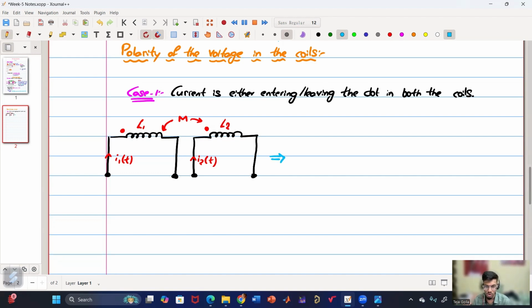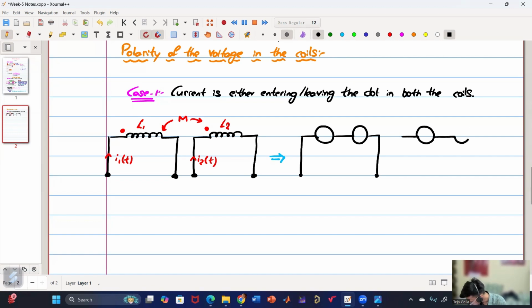So first, you should all keep this in mind. Every time you have to convert this into a voltage source, and only then start solving the problem, else you will make many mistakes. Basically, we'll be converting this into two voltage sources. One is because of the self inductance, another one is because of the mutual inductance.